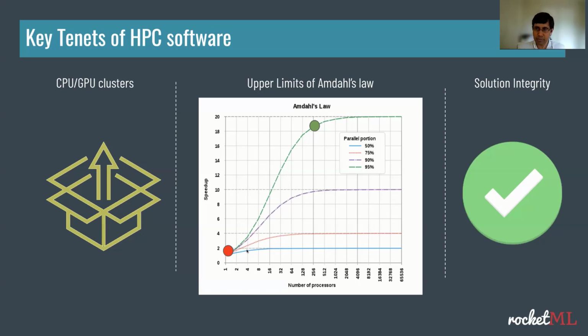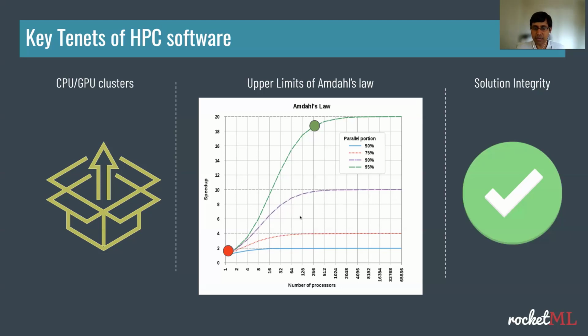That is time to solve using number of workers divided by time to solve using 1 processor. So different lines here are based on different parallel portions of that software or that problem. For example, if there is very little parallel portion, that is, the code or the algorithm that can be parallelized across multiple machines is very small, then the speedups will start plateauing after a certain number of workers. For example, the blue line has 50% parallel portion, and it starts to plateau after the number of workers is equal to 16.